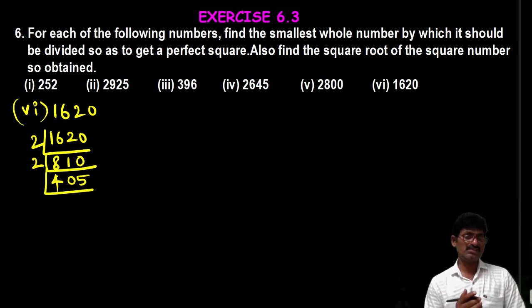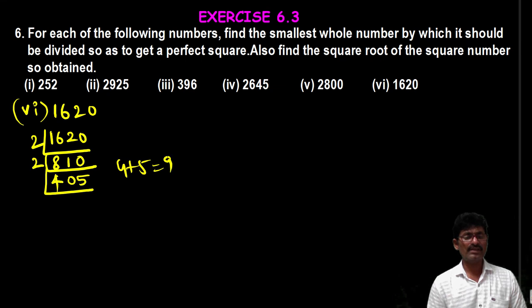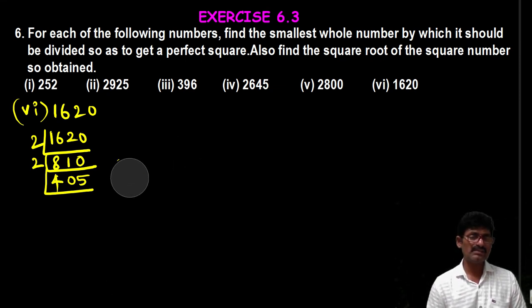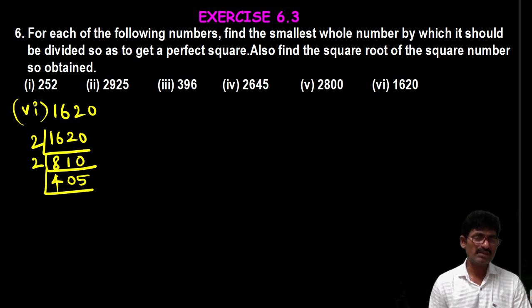Then 405 is not divisible by 2. So 4 plus 5 equal to 9. 9 is divisible by 3. So 405 is divisible by 3. So divide this 405 by 3. 3 times 1 is 3. 4 minus 3 means 1. Beside 0 means 10. So 10 means 3 times 3 is 9. Again 10 minus 9 means 1 will be remaining. So beside that we have 5, 15. So 3 times 5 is 15.